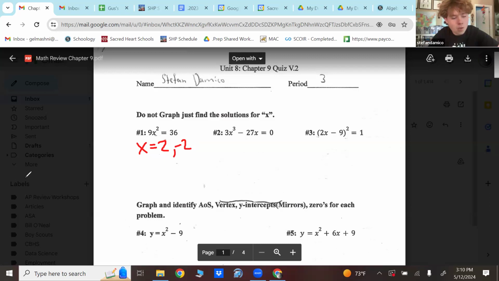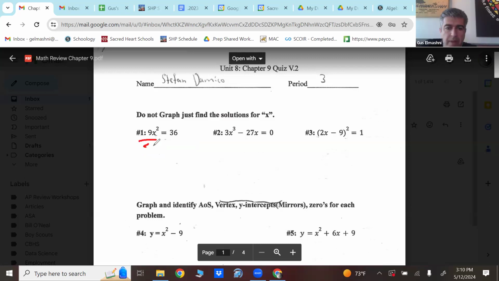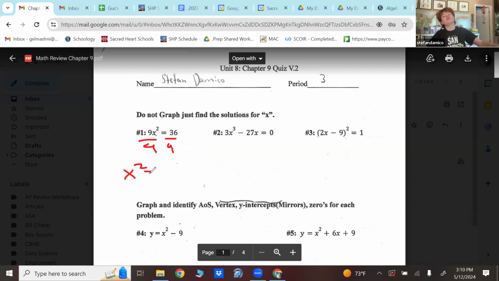Let me explain why. You divide by 9, right? So your goal is to slowly alleviate all the things connected to x. Like just get it down to x, right? So that 9 we don't want. And right now 9 is being multiplied to x squared. What's the opposite of multiplication? Division. Exactly. That's why I divide by 9.